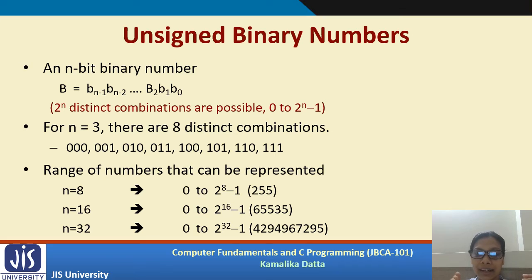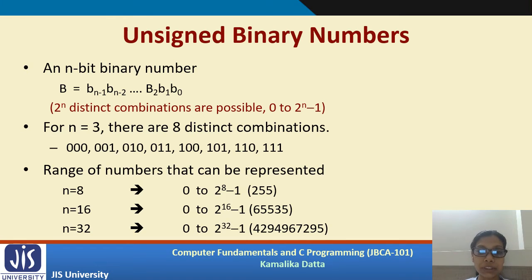And what is the range? Starting from 0 to 2 to the power n minus 1. So for n equals 2, 2 to the power 2 minus 1 is 3. So we can only represent numbers from 0 to 3. A binary number is represented by B0, B1, B2 up till Bn minus 1.